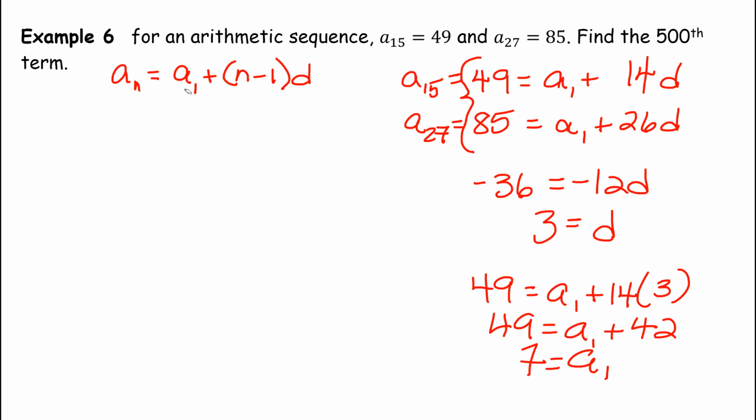Common difference is 3. And that means that the 500th term, a sub 500, is going to equal a sub 1, which I now know is 7, plus 499 times d. And if I multiply that out and add it up, that's going to be 1504.